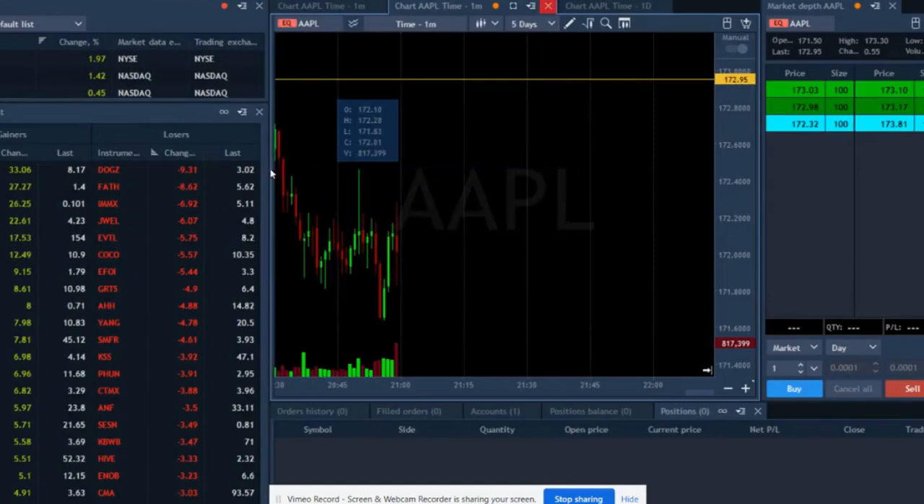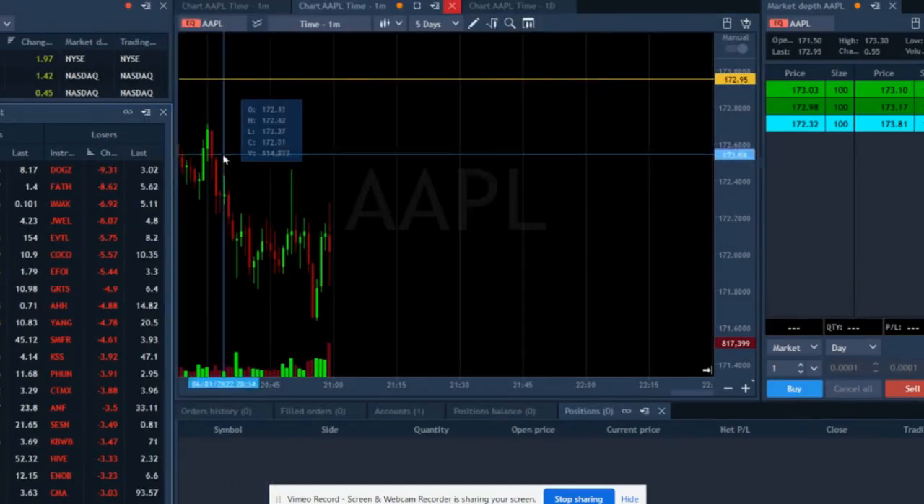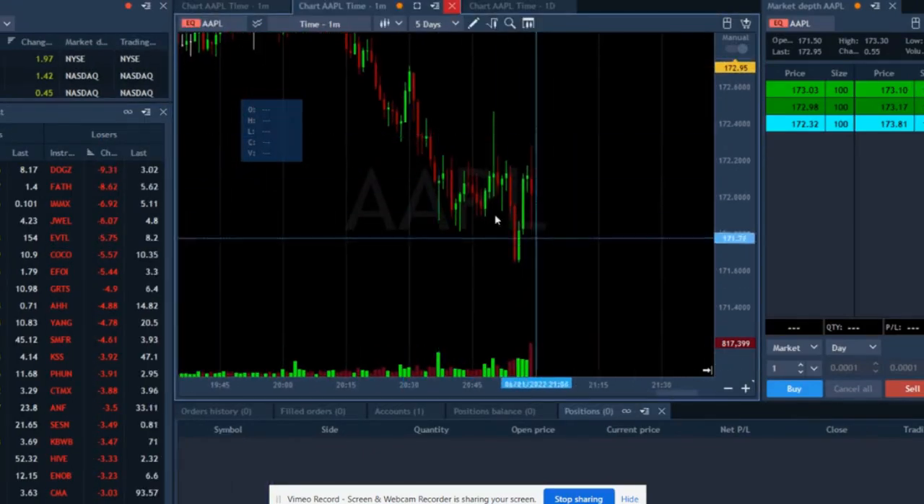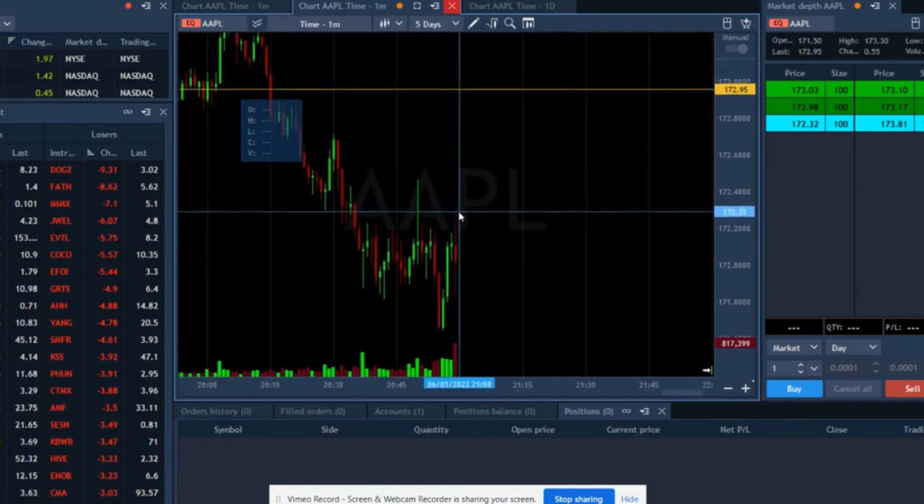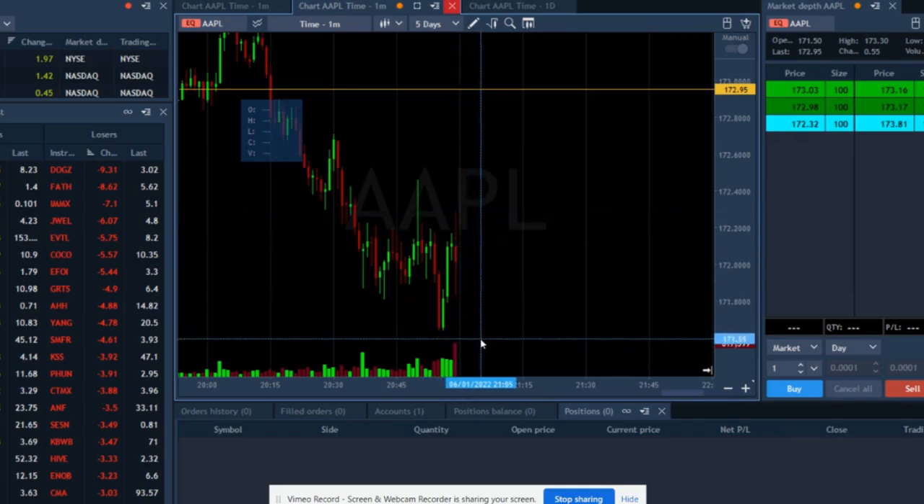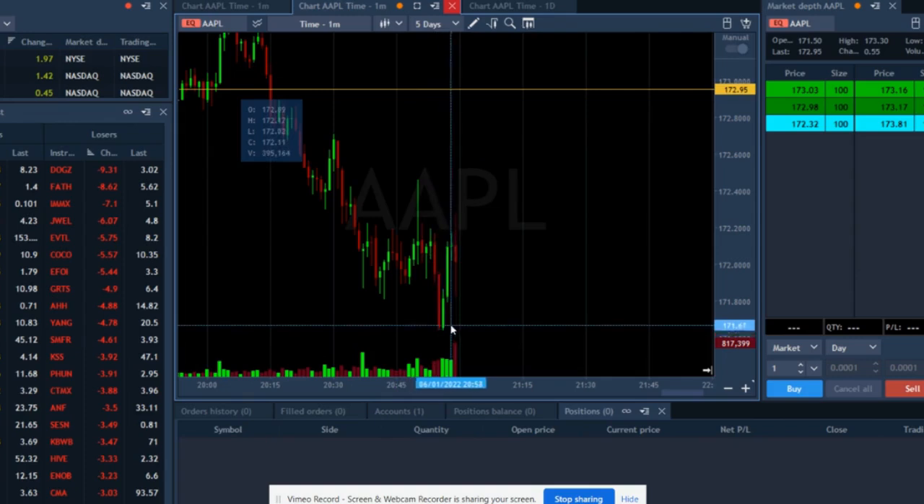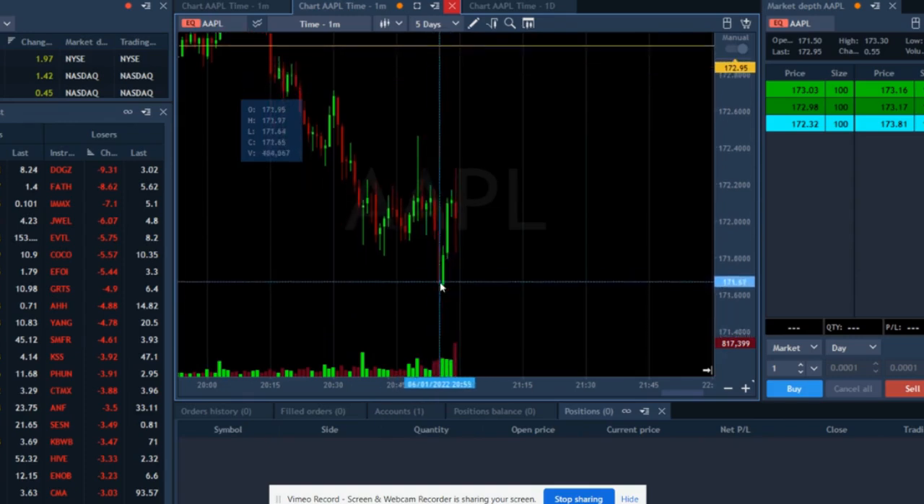Okay, so here is a chart. Well, we'll go through that in risk management. I mean, if I entered right here at 172.28, I want to put my stop loss right under the wick of this candle. Usually that's where you want. That's the support level. You can see that it found support.